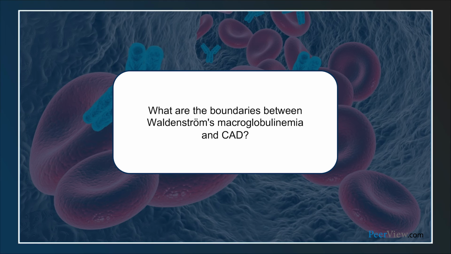Someone asked what the boundaries are between Waldenstrom's and CAD. So Waldenstrom is a true lymphoma, and hemolytic anemia is not as big a component of that, even though they have a high IgM. They don't have cold agglutinin disease. In cold agglutinin disease, the antibody, the IgM, is directed to the red cell.